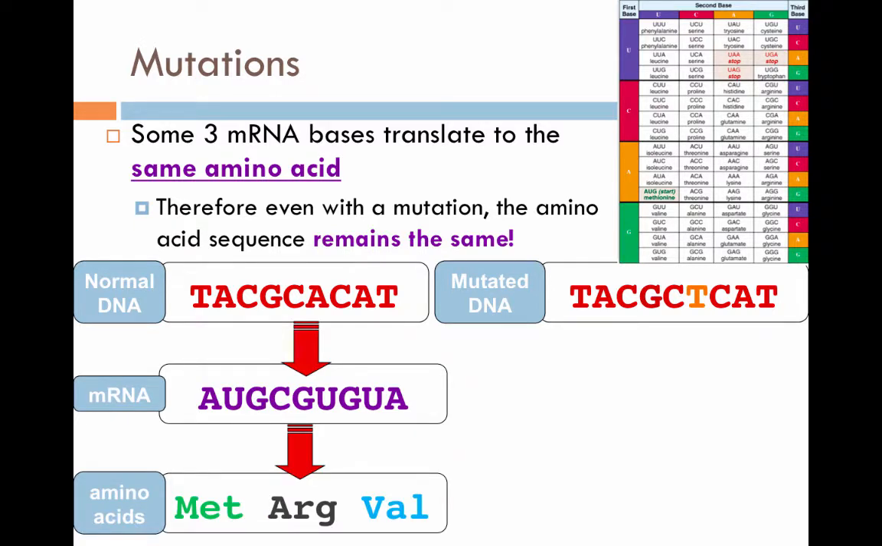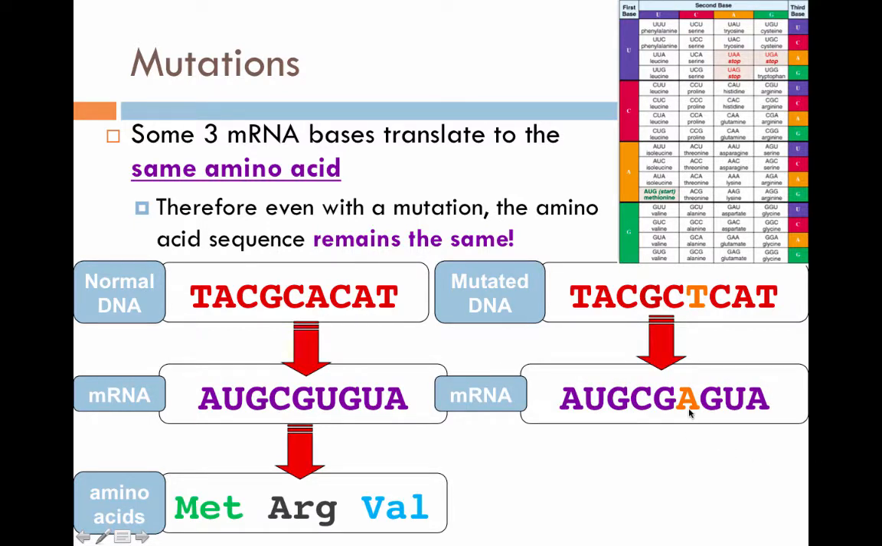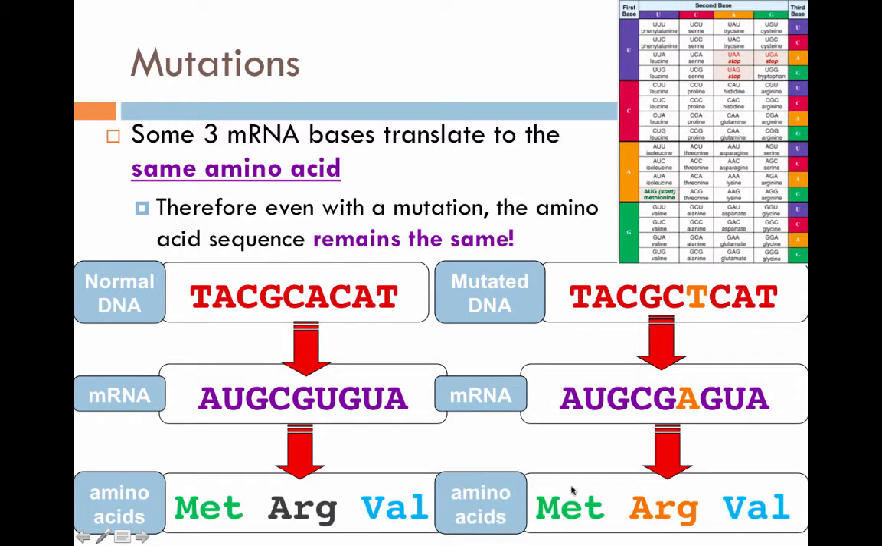Normal DNA, normal mRNA, normal amino acid. Mutated DNA, so we have a T here instead of an A. You transcribe into mRNA, we have an A here instead of a U. We translate it into amino acids. Well, if you look at the code, CGA, let's see if we can find it up here. CGA codes for arginine. But let's look at this one over here. CGU also codes for arginine. So even though we had a mutation in our DNA, and even though our mRNA is different, because some mRNA 3 bases code for the exact same amino acid, you actually don't have a change in your protein.